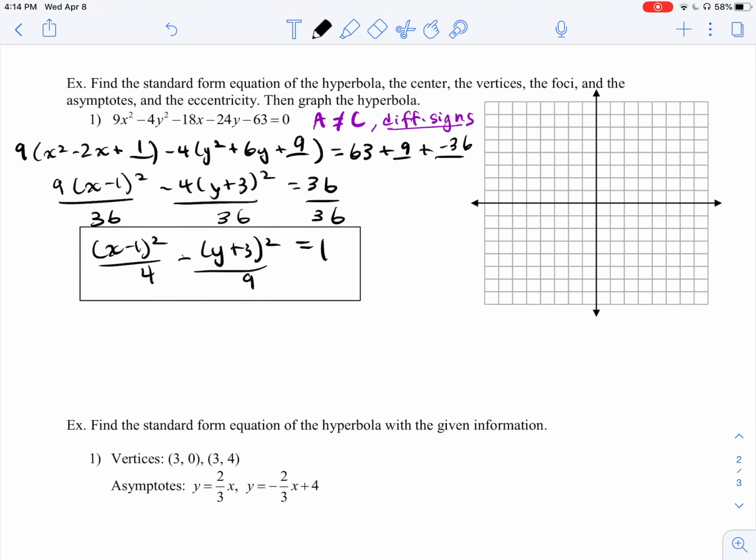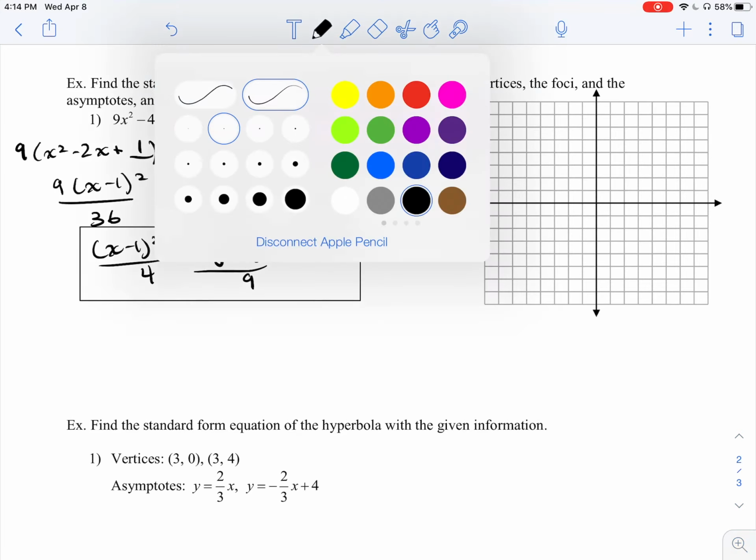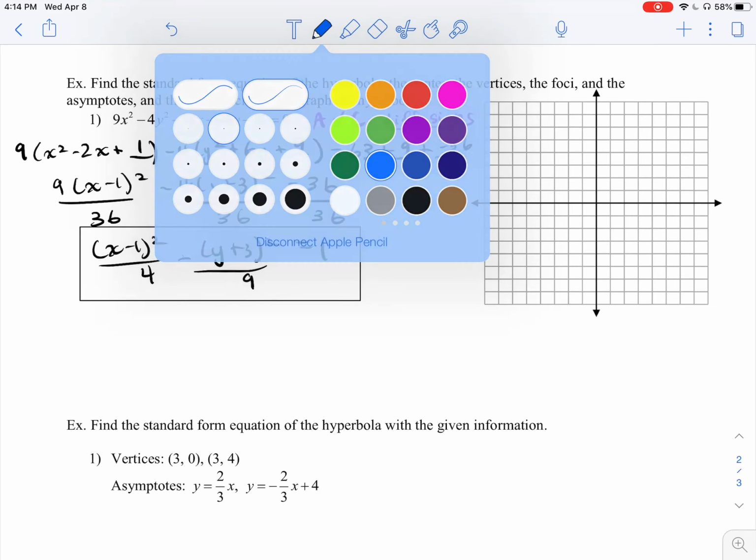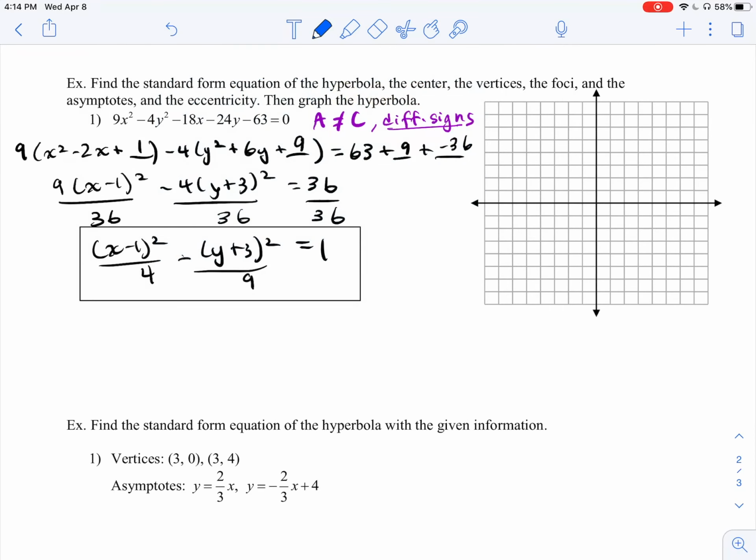All right, so now that we have our standard form equation, let's actually analyze this. We first want to look at which of our terms is going to be positive. Let me just change color here to be our kind of notating color. We notice that our x term is positive. I'll write that. X is positive. So the fact that our x term is positive tells us that our transverse axis is going to be horizontal.